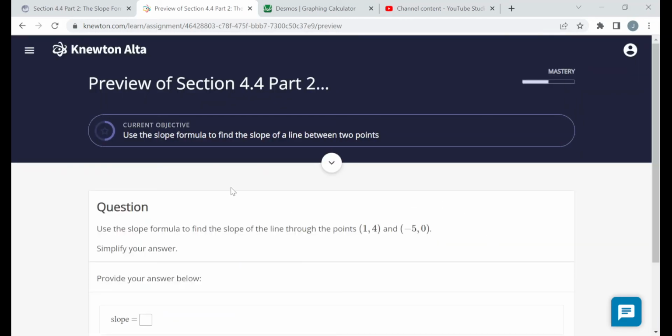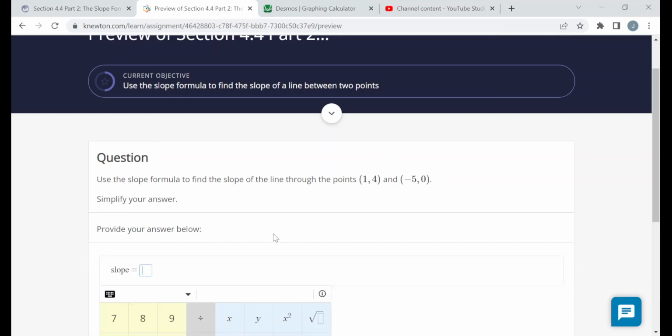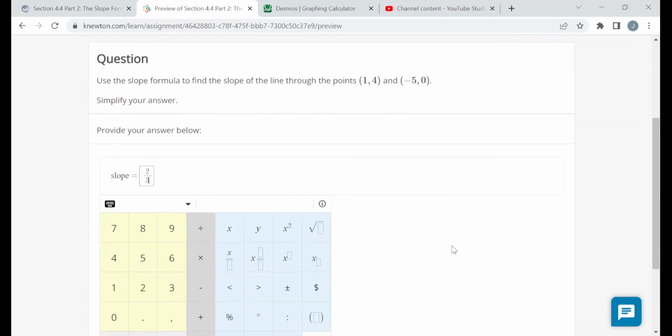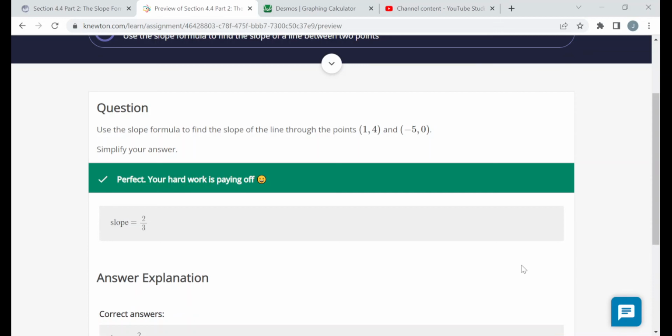I've done a couple of them on paper for each of them. So this one, if I do change in y, 0 minus 4 is -4. And then the change in x goes in the denominator. -5 minus 1 is -6. -4 divided by -6 would be positive 4/6, but 4/6 reduces to 2/3. So the slope of the line going through these 2 points here is positive 2/3. Hooray.